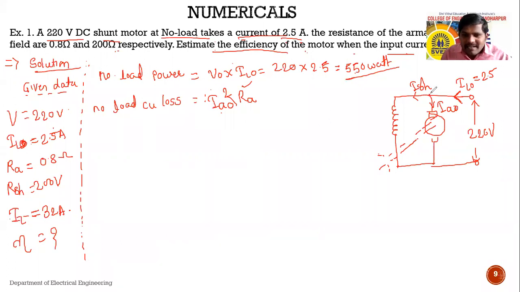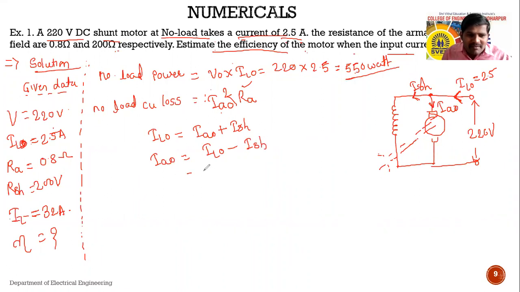What is the KCL equation at this point? Diagram मध्ये, this is the incoming current, this one is the outgoing current, this one is the outgoing current. What is the KCL? Incoming current is equal to outgoing current. So we want to calculate the Ia0. Ia0 calculate करायचं आहे. Apply the KCL here, that is IL0 equals Ia0 plus Ish. I want to calculate the value of Ia0. मला Ia0 ची value calculate करायची आहे. So it becomes IL0 minus Ish.